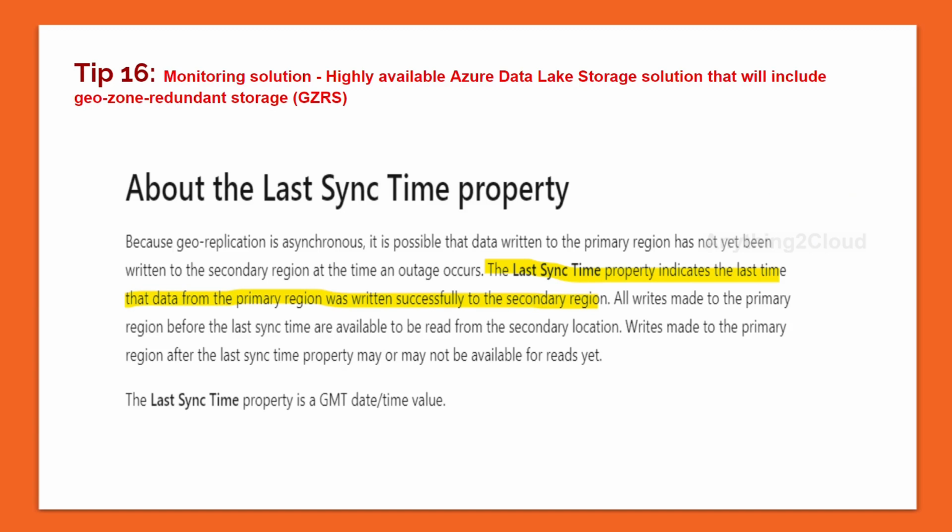The next step is on the last sync time property. For example, if you have a monitoring solution for a highly available Azure Data Lake storage solution that will include geo-zone redundant storage, GZRS, then we should use the last sync time property. The last sync time property indicates the last time that data from the primary region was written successfully to the secondary region.